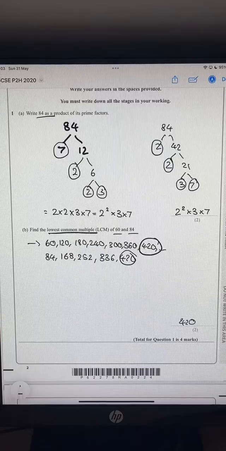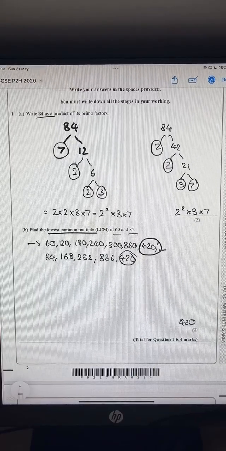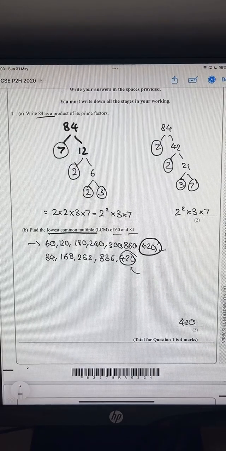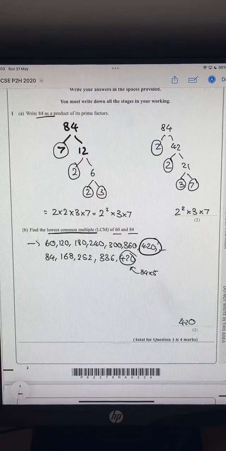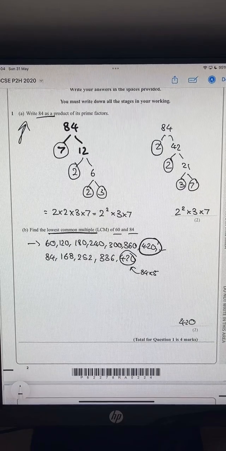Another way I knew I could do it by just listing is because 60 always ends in a multiple of 10. So I need to find a multiple of 10 of 84. It'll either be 5 times 84, or 10 times 84, 15, 20, and so forth. This is literally just 84 times 5, which is how I knew that would be the one before I went on. An alternate method is using the way you did for part A, doing prime factor decomposition again.